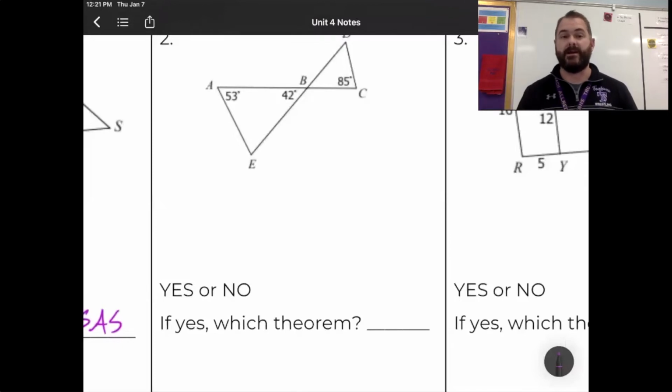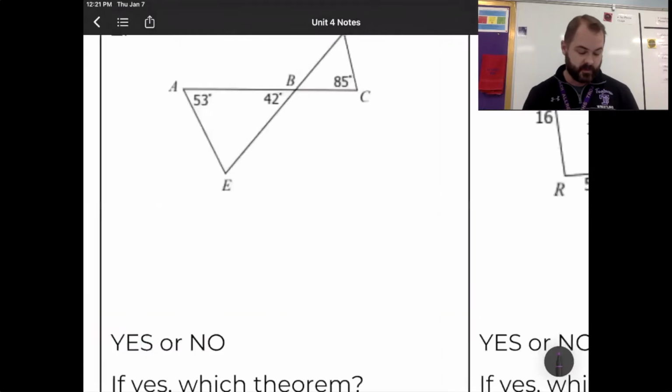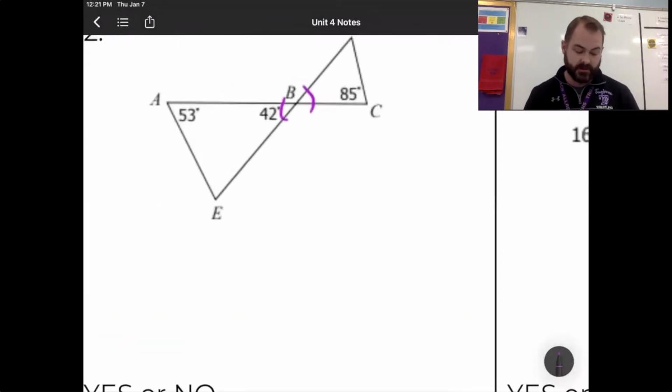But if I just look at it at its face value, it looks like it's not enough information or not the right information. We do have vertical angles that are congruent, and they tell you that that angle is 42. So I'm going to go ahead and write in that this is 42 degrees. But then the other two angles don't look like they're congruent. They're not. We have a 53-degree angle and an 85-degree angle.